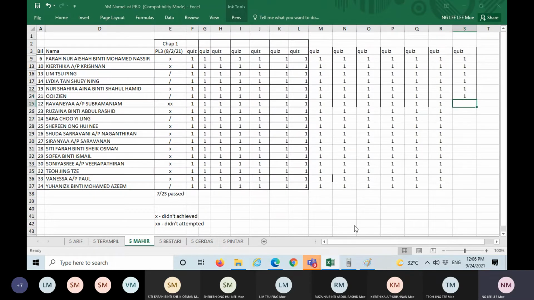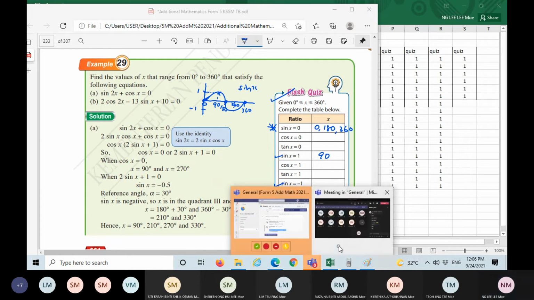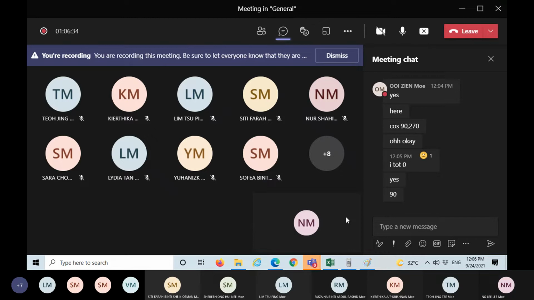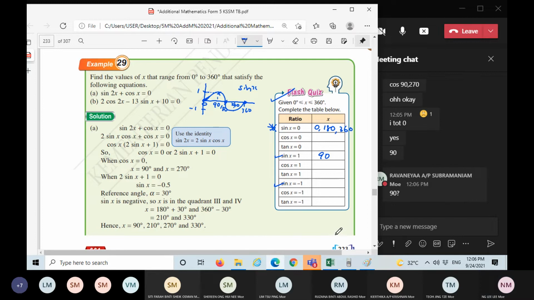Ravania. Can you tell me, sine x equal to -1? What is the x? Is Ravania here? 90? Cannot be 90, just now 90 already.